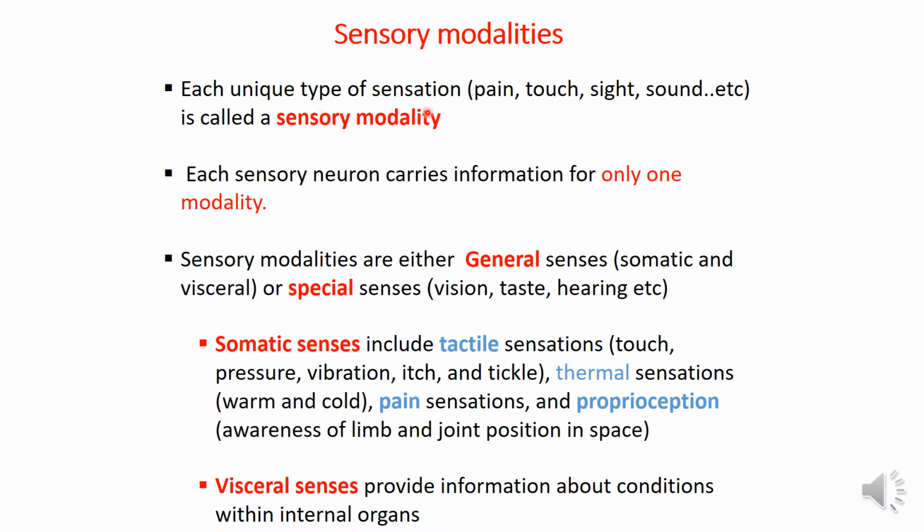So again, each unique type of sensation is called a sensory modality. Each sensory neuron carries information for only one sensory modality. Sensory modalities are either general or special. We classify the general into somatic, visceral, and organic. Somatic includes mechanoceptive sensations that include tactile and proprioceptive, thermoceptive sensations that detect changes in temperature, and pain sensation.